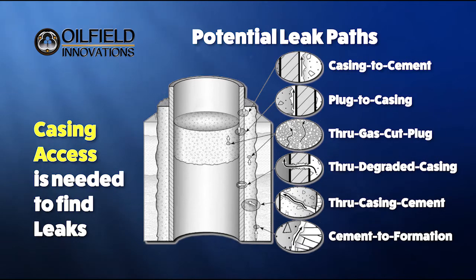Potential leak paths include the interface between the casing and cement, the interface between the plug and the casing, any flow paths caused by gas cutting of the plug after placement, leak paths caused by degradation of the casing, any fracturing or gas cutting through the original casing cement, and any separation or path between the original casing cement and the formation adjacent to it. After P&A preparation or execution, ensure that any of these leak paths don't exist.